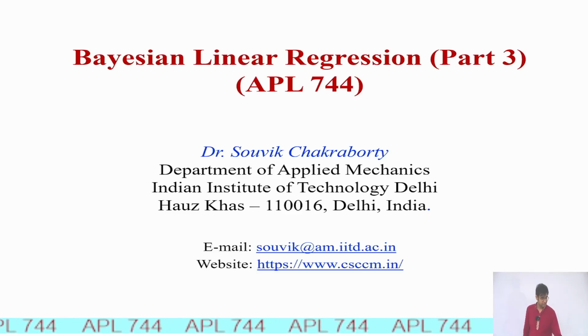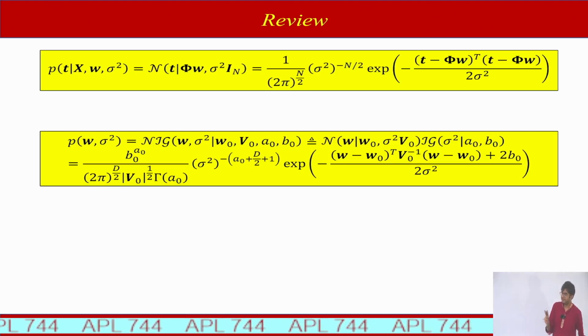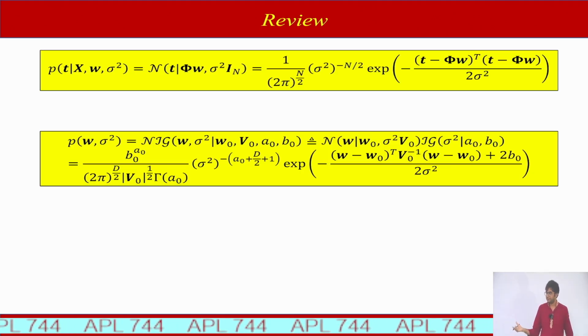So to quickly review, we were talking about Bayesian linear regression. We completed the part where sigma square was known, but that is not a realistic scenario. And now we started discussing the more realistic scenario where sigma square is unknown. We did start discussing it, but we did not complete it.